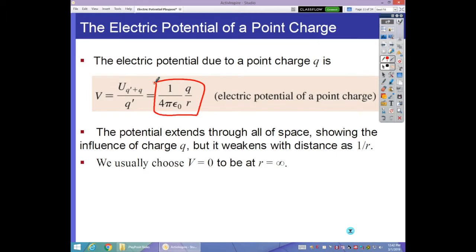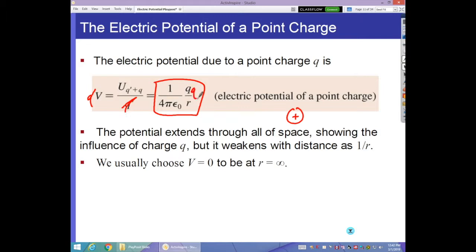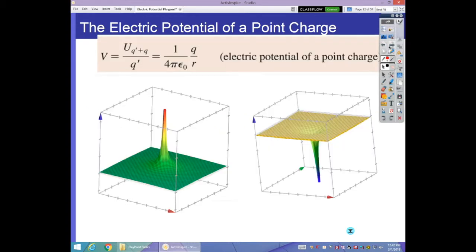If I just have some positive charge sitting in space, it's going to put out a voltage equal to 1 over 4 pi epsilon naught Q over R. And again, think about it. If I put a second charge Q prime next to it, I just get the potential energy back, Q times Q prime, and everything looks good. So this potential extends all throughout space, and once again, we put our V equals 0 at R equals infinity. We put our zero potential out at infinity. And here are some quick graphs to show you what that looks like.